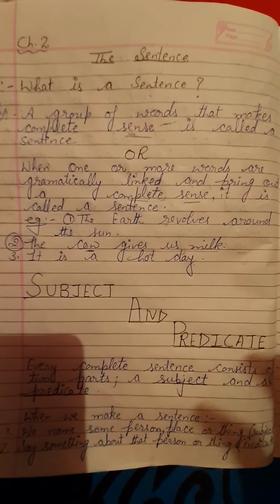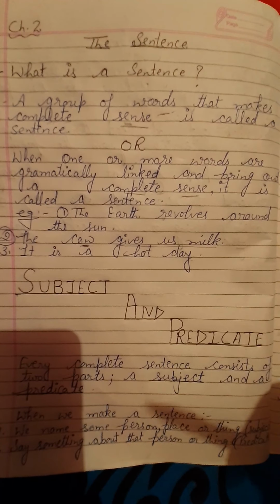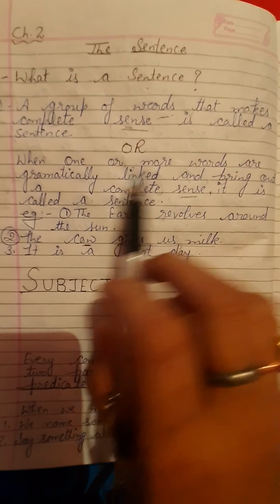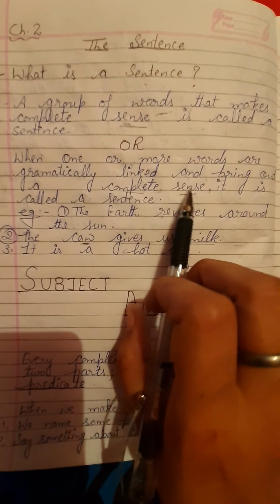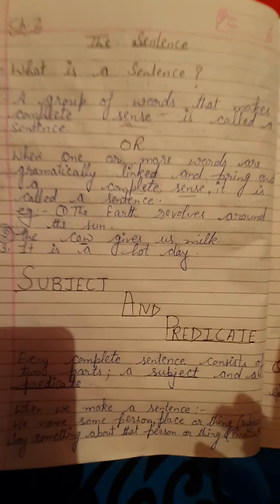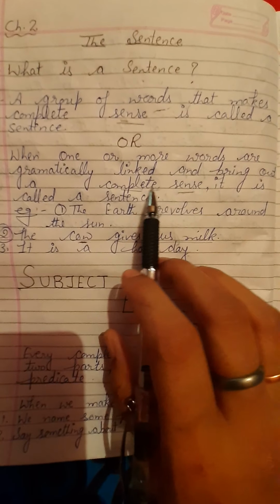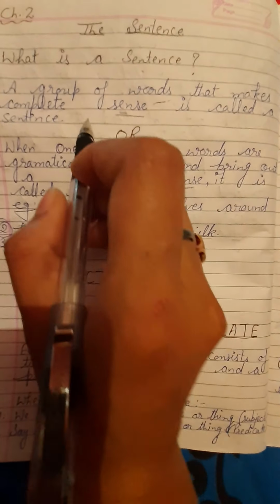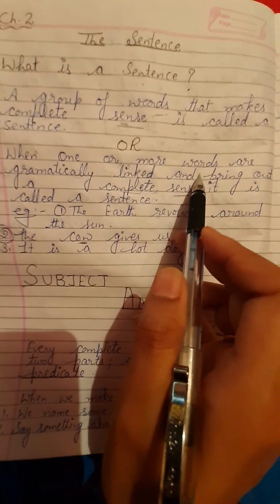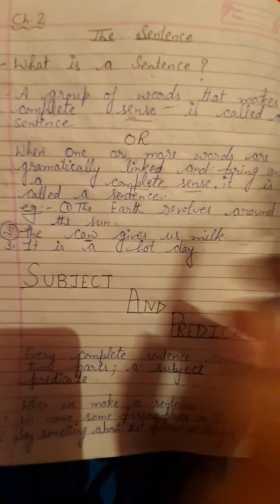Those group of words which we understand completely, that is called a sentence. Or one more definition is here: when one or more words are grammatically linked and bring out a complete sense, it is called a sentence. एक या एक से ज़्यादा words when they are grammatically linked, grammatically correct होंगे, and bring out एक complete sense. Group of words, one or more words, when they make a complete sense, it is called a sentence.